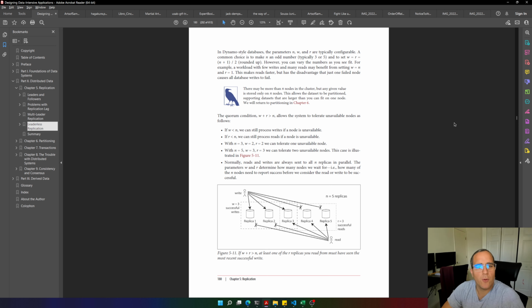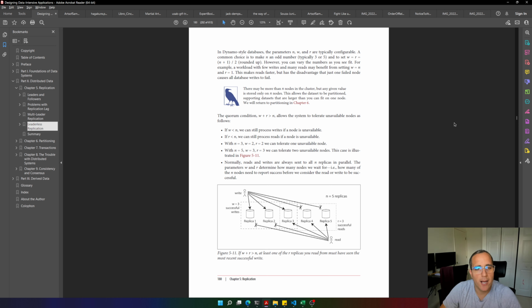The quorum condition, w + r > n, allows the system to tolerate unavailable nodes as follows. If w is lower than n, we can still process writes if a node is unavailable. If r is lower than n, we can still process reads if a node is unavailable. With n = 3, w = 2, and r = 2, we can tolerate one unavailable node. With n = 5, w = 3, and r = 3, we can tolerate two unavailable nodes. This case is illustrated in figure 5-11.